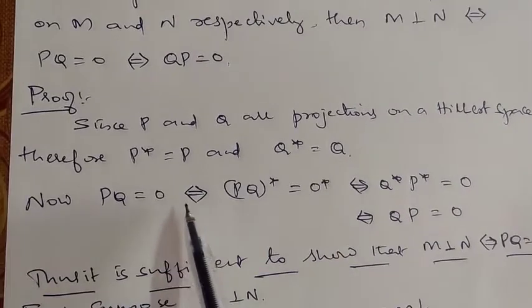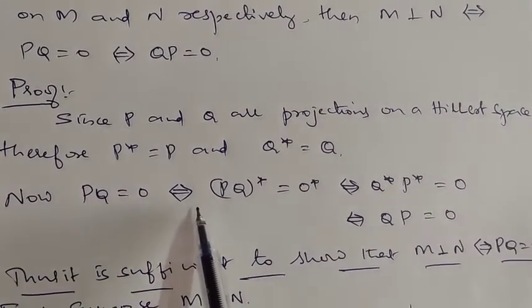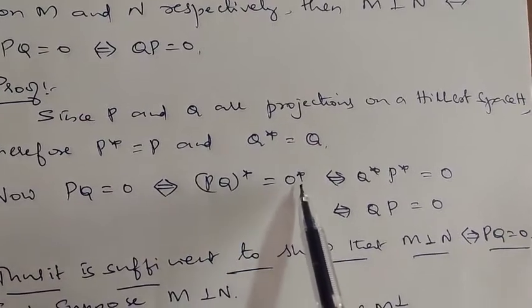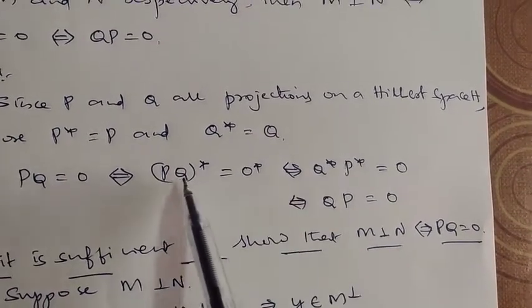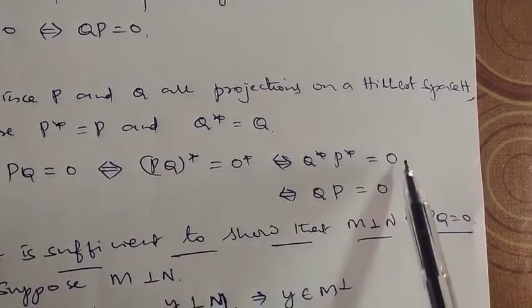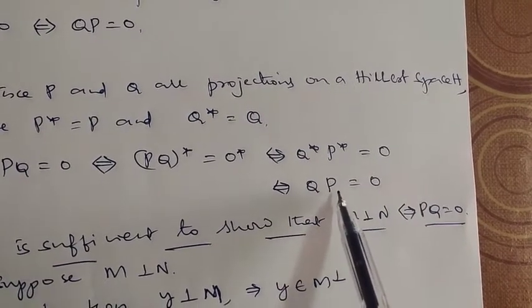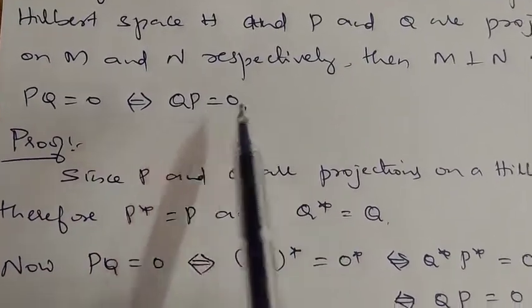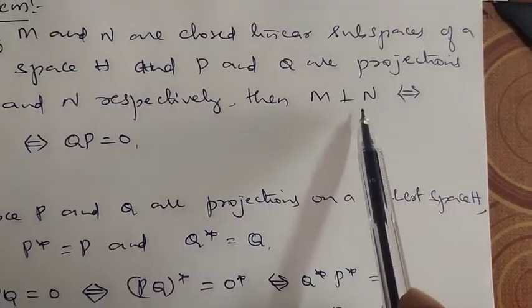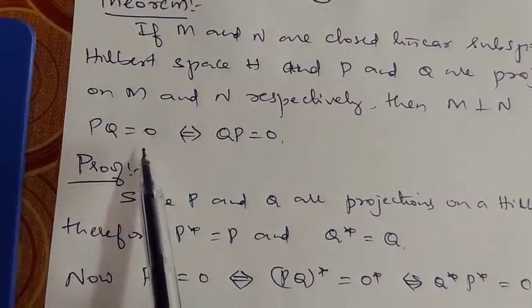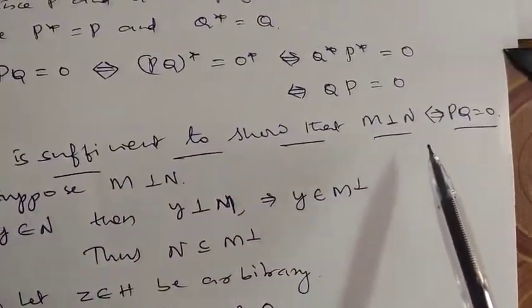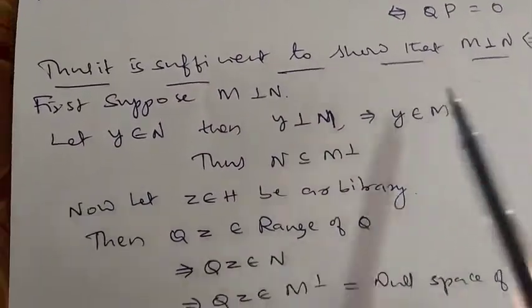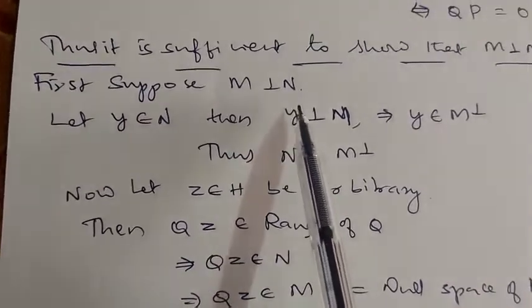Now PQ is 0 if and only if (PQ) star is equal to 0 star, and (PQ) star means Q star P star, which is equal to 0. But Q star is Q and P star is P, so QP is 0. Thus PQ is 0 if and only if QP is 0. Therefore we need only show that M is orthogonal to N if and only if PQ is 0. That is enough. First suppose M is orthogonal to N.